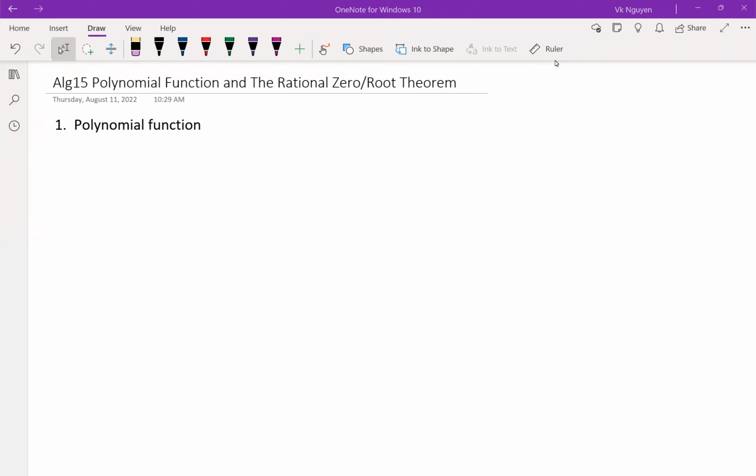Today we explore lesson 15 in algebra, polynomial function and the rational zero or root theorem. Number one, polynomial function. A polynomial function in terms of x has the form f of x equal to a sub n x to the n plus a sub n minus 1 x to the n minus 1 plus ... plus a sub 2 x squared plus a sub 1 x plus a sub 0.